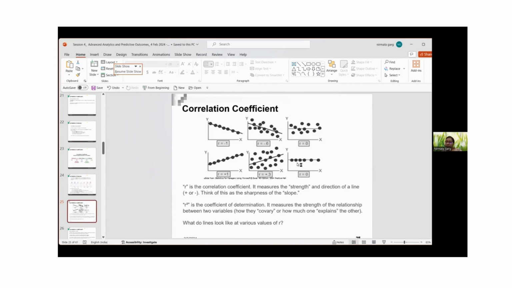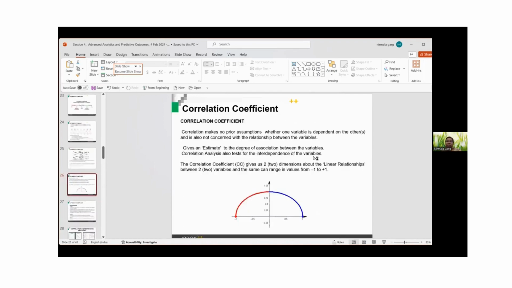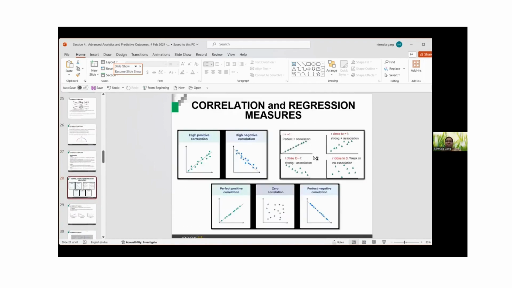Now, the important thing when you talk about these correlations: what does it show? It shows direction and strength. When your R is higher, between -1 to +1, that means it has strong correlation, either negative or positive. And when it is from 0 to 0.3 or 0.5, it is very moderate. Okay, it's the same thing.